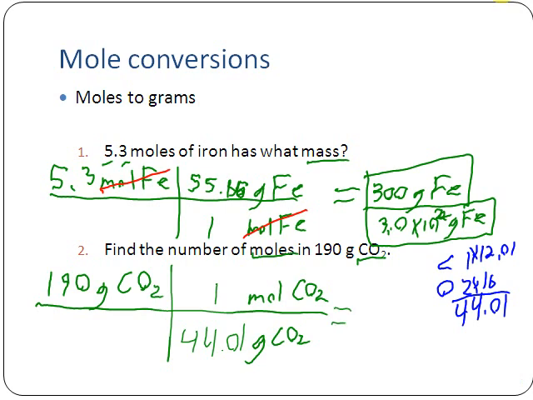All right, so continuing here, we can once again multiply across the top, divide by the bottom. So we have 190 times 1 divided by 44.01. And so doing that, we get 4.3172. Significant figure-wise, we have 1, 2 here, and so our answer will just be 4.3. So there are 4.3 moles of CO2 in 190 grams of CO2. And so that's how we go between moles and grams.